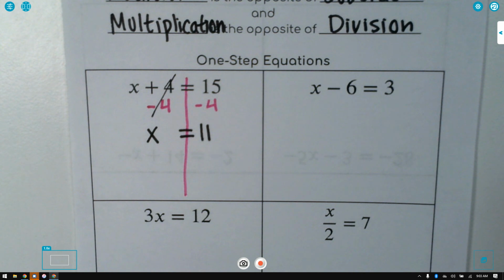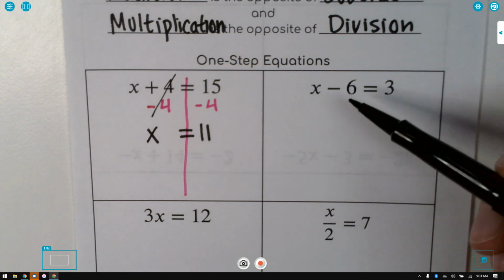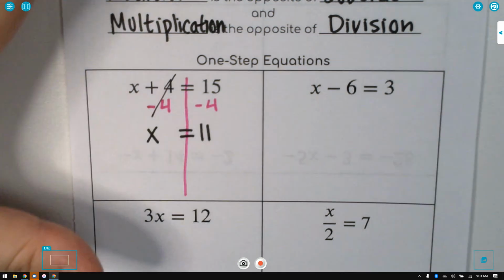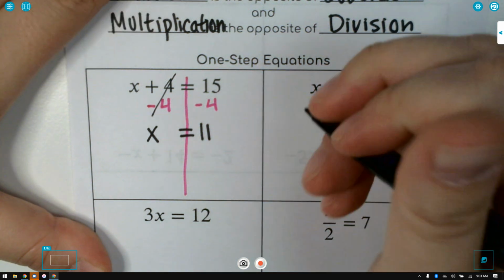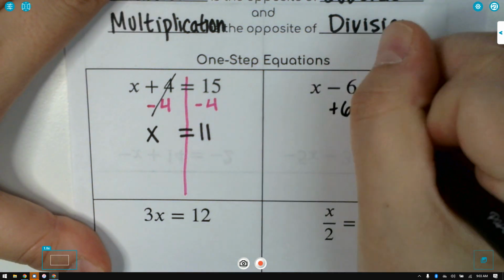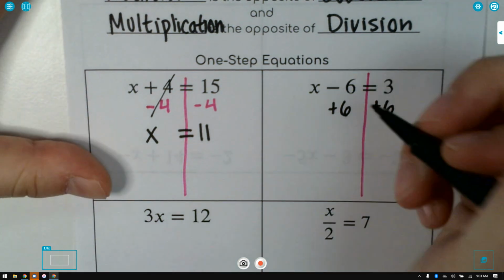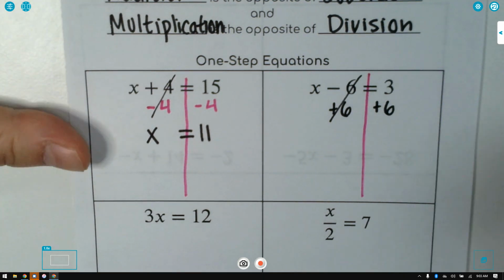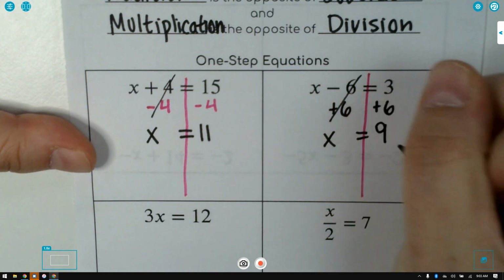Okay. Our next one is the opposite of that, because right here, we have x minus 6. The opposite of subtracting, minus, is adding. So to get rid of that minus 6, we're going to add 6 to both sides. My minus 6 and plus 6 cancel each other out. So same number, opposite operation. I've just got x on the left here. 3 plus 6 is 9.